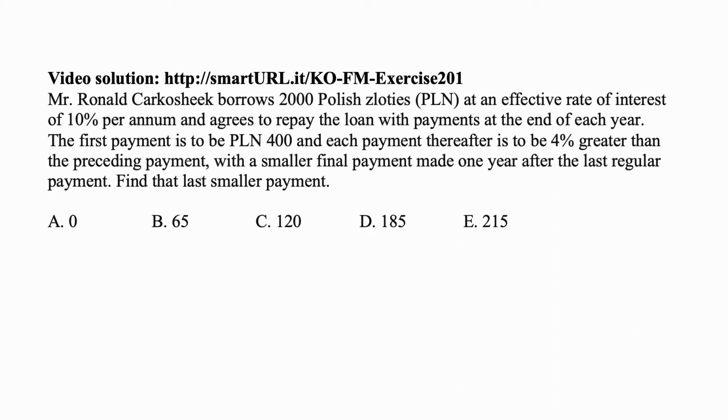Here's the problem for today for exam FM on financial mathematics. Mr. Ronald Karkosik borrows 2,000 Polish złotys, PLN is the symbol for Polish złoty, at an effective rate of interest of 10% per annum and agrees to repay the loan with payments at the end of each year.